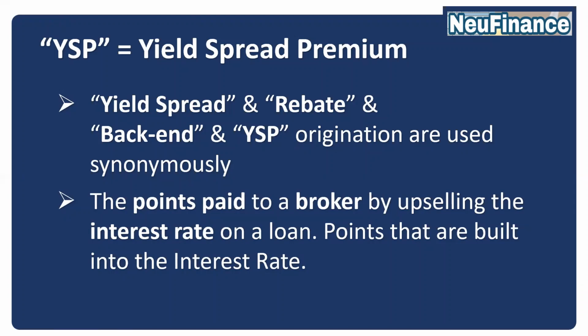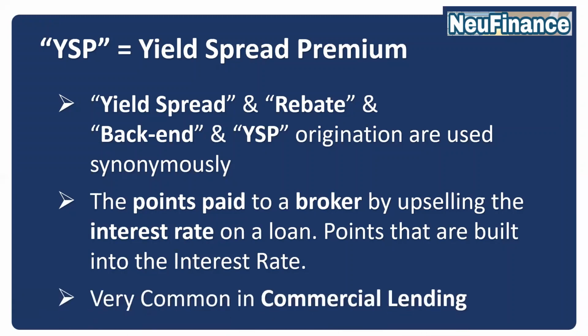Also, we'll just jump into the actual definition of YSP. In essence, it's the points that are paid to a broker by upselling the interest rate on a loan. So really, it's just those points that a broker would typically get paid out, their origination points, but they're built into the interest rate. So they're not really visible to the borrower as a closing cost. They're more of a lender paid fee instead of a borrower paid fee, except the borrower does pay for them in the end through the interest rate, but the borrower doesn't typically know that, which is one of the big benefits. And we'll get into that later.